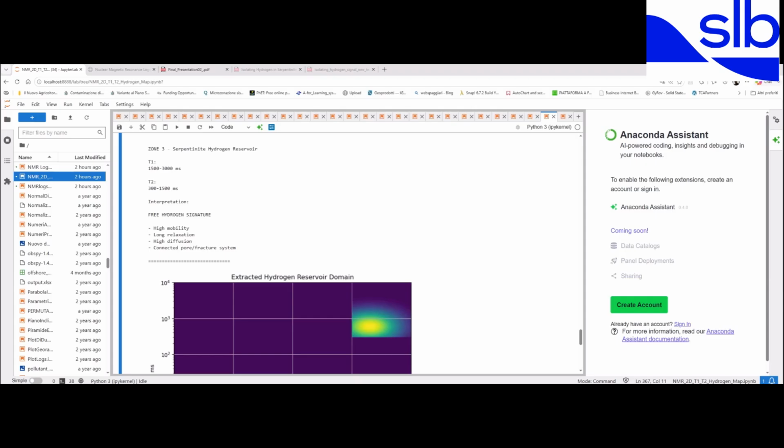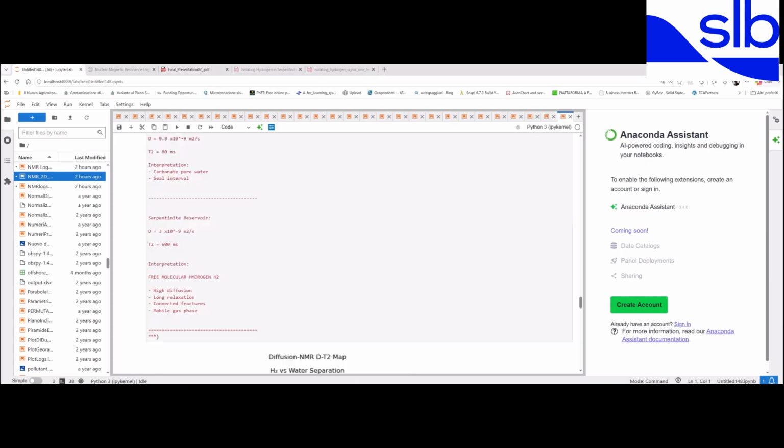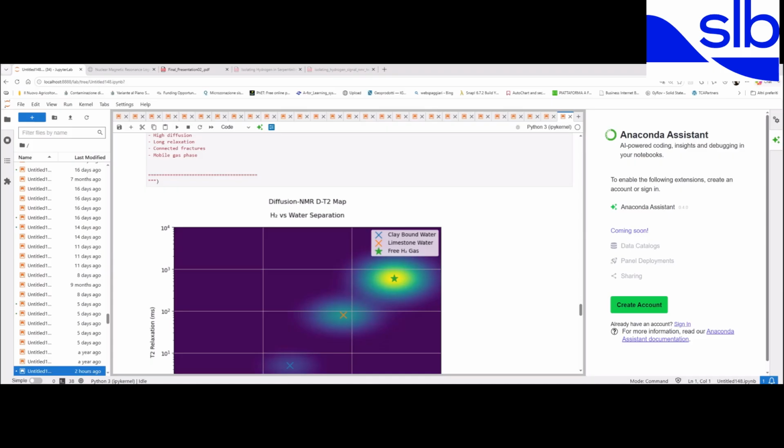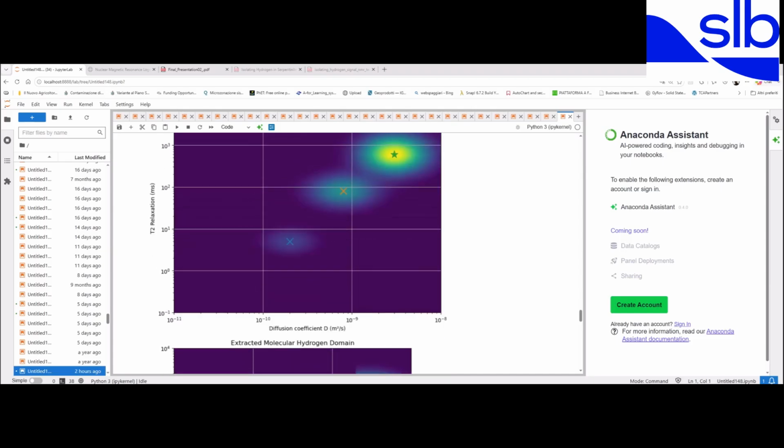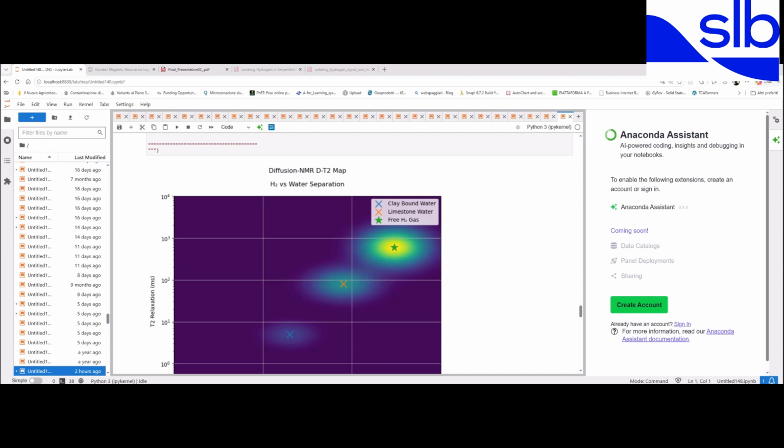You have molecular phase, fracture control, accumulation and high mobility. In the last part you are producing the diffusion map that shows the behavior of reservoir hydrogen versus water separation. Why hydrogen versus water separation? Because it's much more important to underline the different phases.